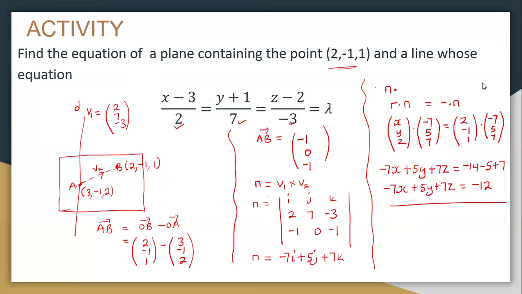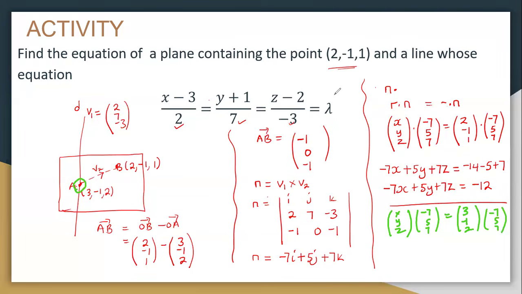Members, are we on the same page? In case you have a question, feel free to ask. Even someone who used point A, it is also okay. In case you come here and use A, you get the same answer. As long as you have maintained your normal, even if you use 3, negative 1, and 2, multiplied by negative 7, 5, and 7, you get the same answer. Someone has confirmed that they are getting the same answer.